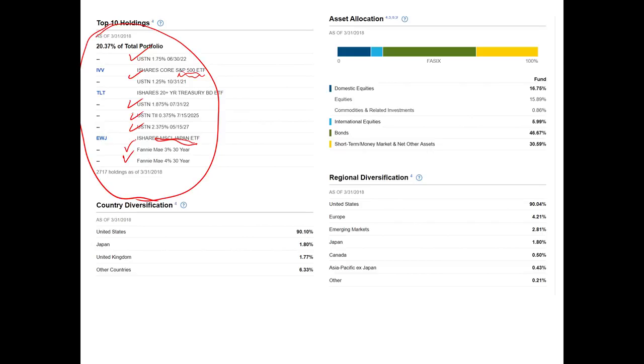You can also see country diversification, and we don't have a lot. We're choosing to invest the vast majority of this fund in US-based securities. And you can see that in a couple different ways here.